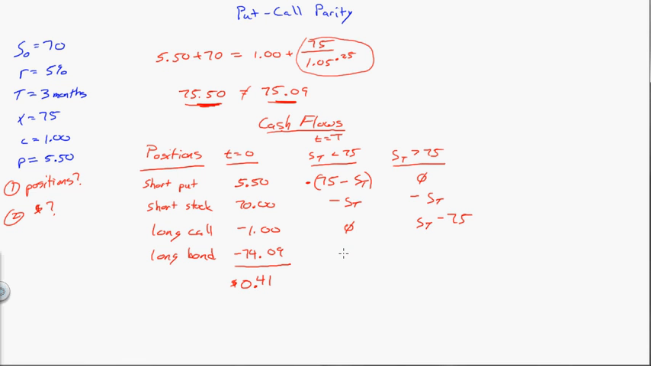I bought the bond risk-free. It will pay me $75 regardless. I'll go ahead and put the plus sign right there. Negative makes that positive. Those go away. Those go away. That's 0. Those go away. Those go away. That's 0. So this is the positions I take. This is the profit that I get. Alright, question number 2.